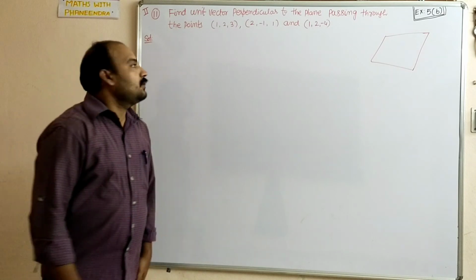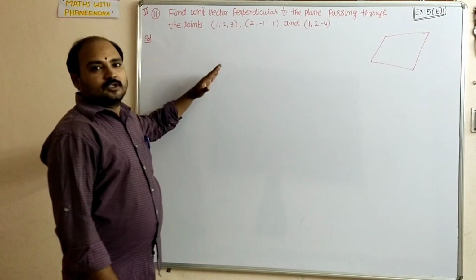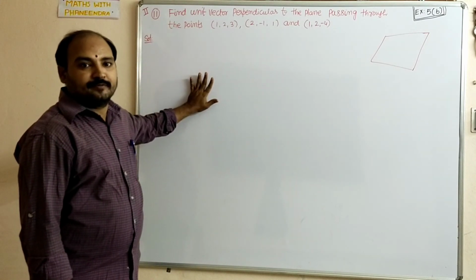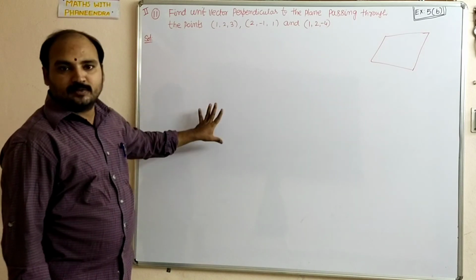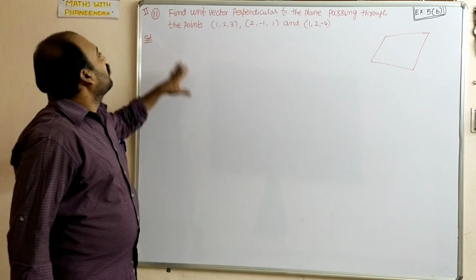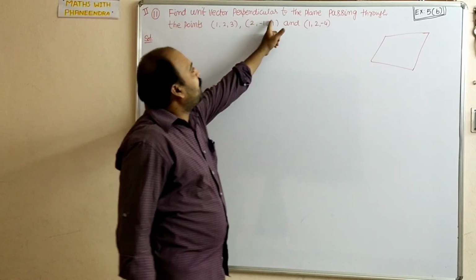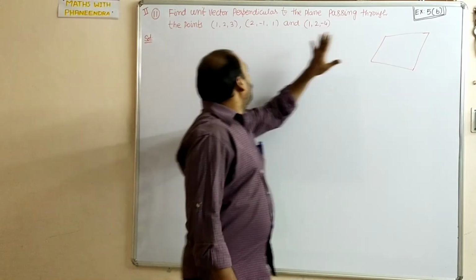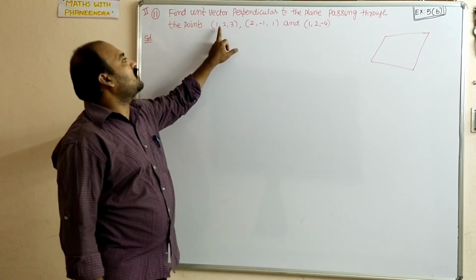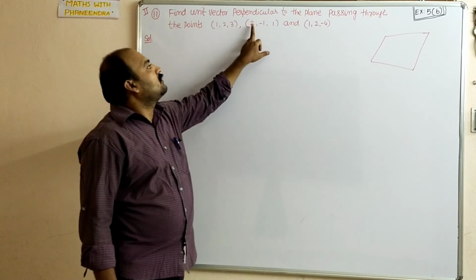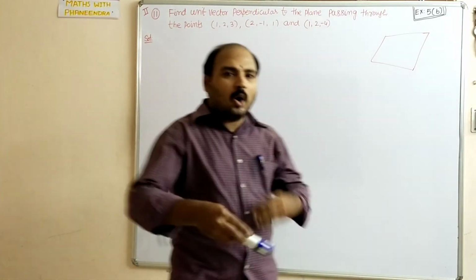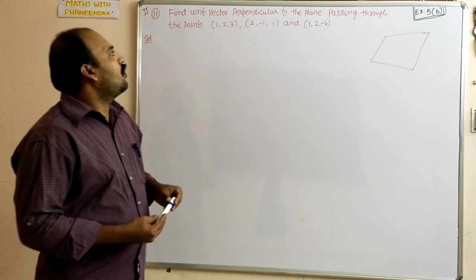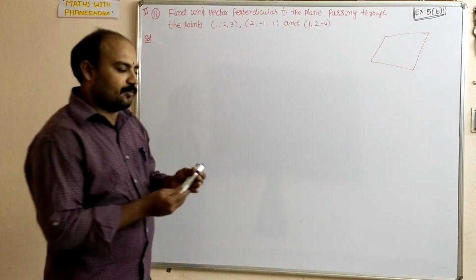The next question. This is also an important type of question for 4 marks, a short answer type question in vector algebra, product of vectors. Find the unit vector perpendicular to the plane passing through the points (1, 2, 3), (2, -1, 1) and (1, 2, -4). So how to remember and solve this type of problem.